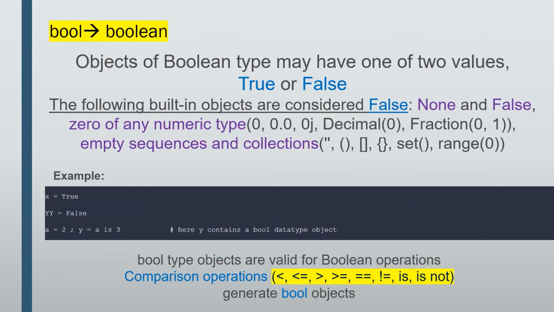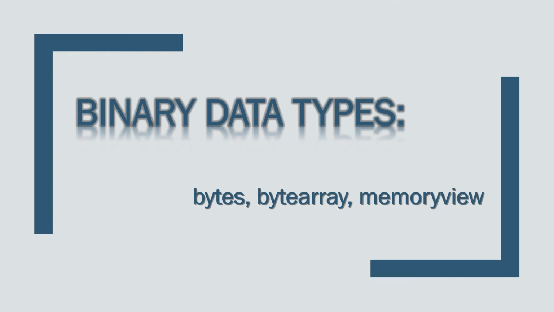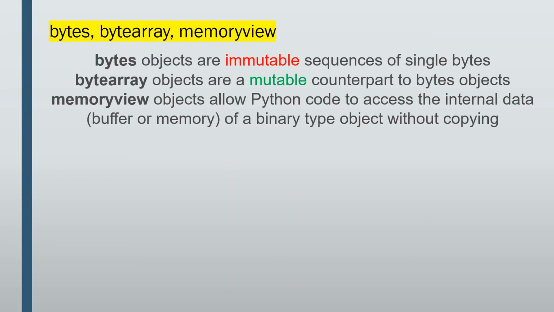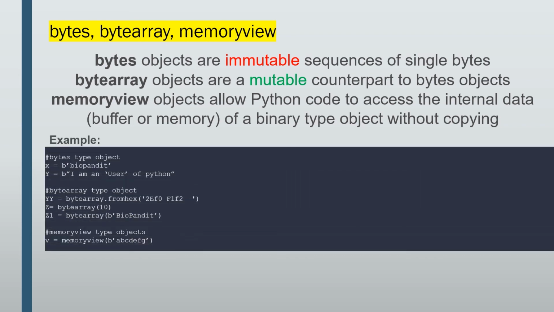Next are the binary type objects. The binary objects are of three types: bytes, bytearray, and memoryview. Bytes objects are immutable, or unchangeable, sequences of single bytes, and bytearray is the mutable counterpart of the bytes object. Memoryview objects are special. They allow Python code to access the internal data, or the memory location, of any binary type object without copying the data. It always points to the original data. It does not copy the data to a new variable; it only stores a reference to the original data.